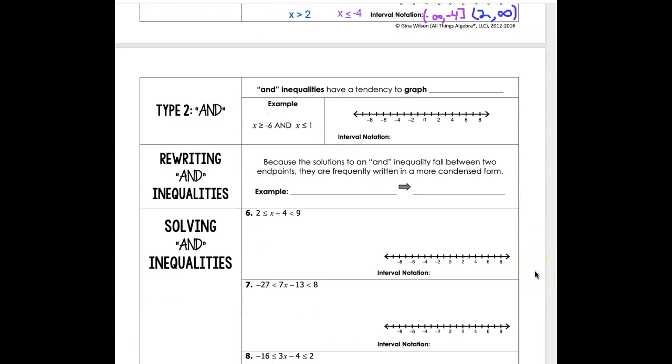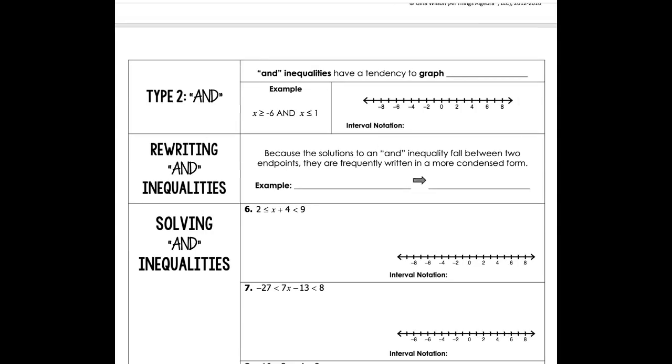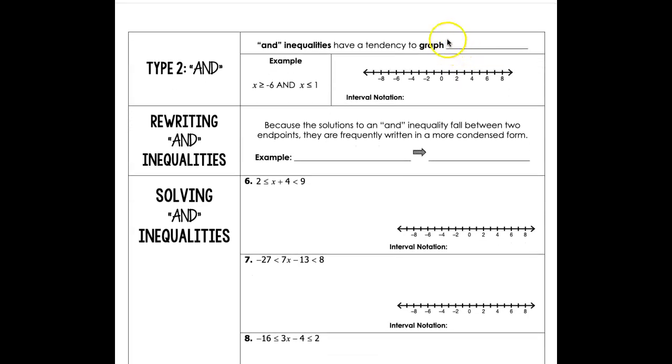Now with these AND inequalities, the AND inequalities are usually going to be graphed together. So what ends up happening is the two arrows will point at each other, and we'll fill in everything in between. So for example, on this first one, I want x to be greater than or equal to negative 6. So if I went to negative 6 here, and I would go to the right, and we would fill that in.